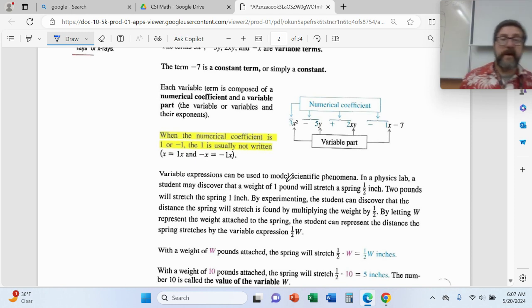So you're going to have x on its own. You don't need 1x. And yes, guys, I was in high school before I learned a lot of this. So you guys are on the right track.